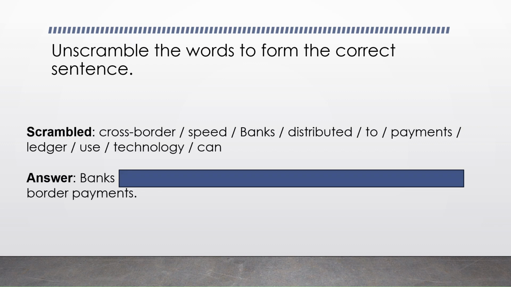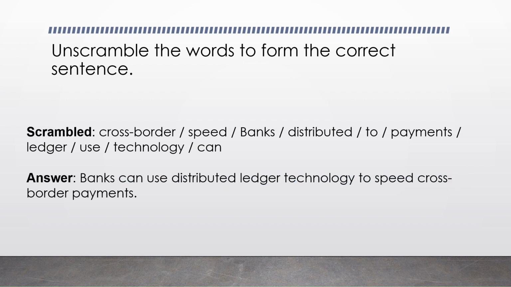Here we go. Got the next one? Go ahead, as always, pause the video. We got a hint. The first word is banks from this list here, and the last two are border payments. So which of these scrambled words go in the middle? Pause the video and let me know. Okay, so banks can use distributed ledger technology to speed cross-border payments.